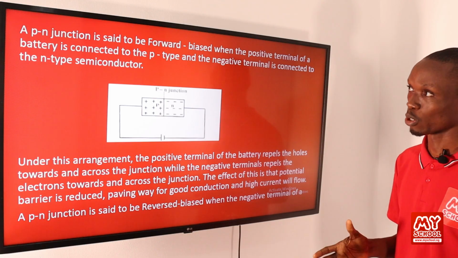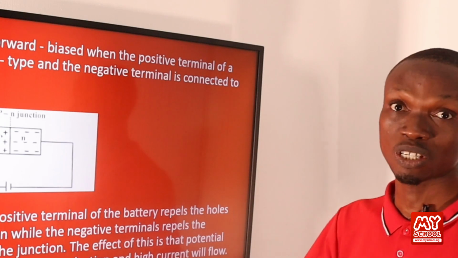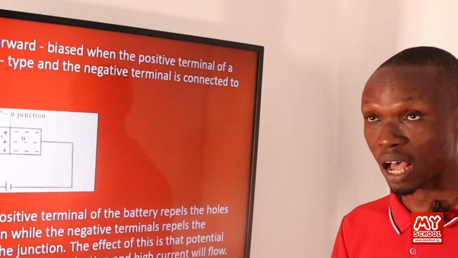Now, a p-n junction can be said to be forward biased or reverse biased.